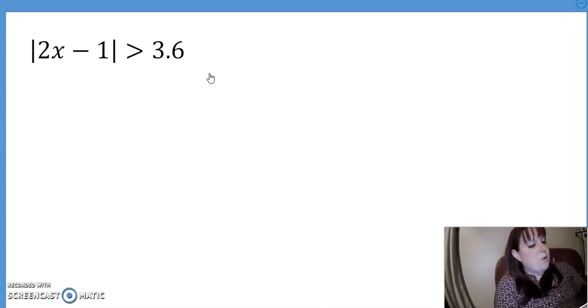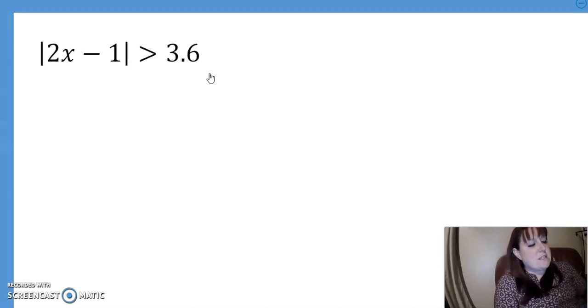So if you remember what inequalities mean, we look at this and we say, okay, all of this stuff inside, once I solve it and take the absolute value of it, it has to be greater than 3.6. So all this stuff inside could be negative 3.6 as well, right? So it could be a negative number because when I take the absolute value of it, it's going to be positive.